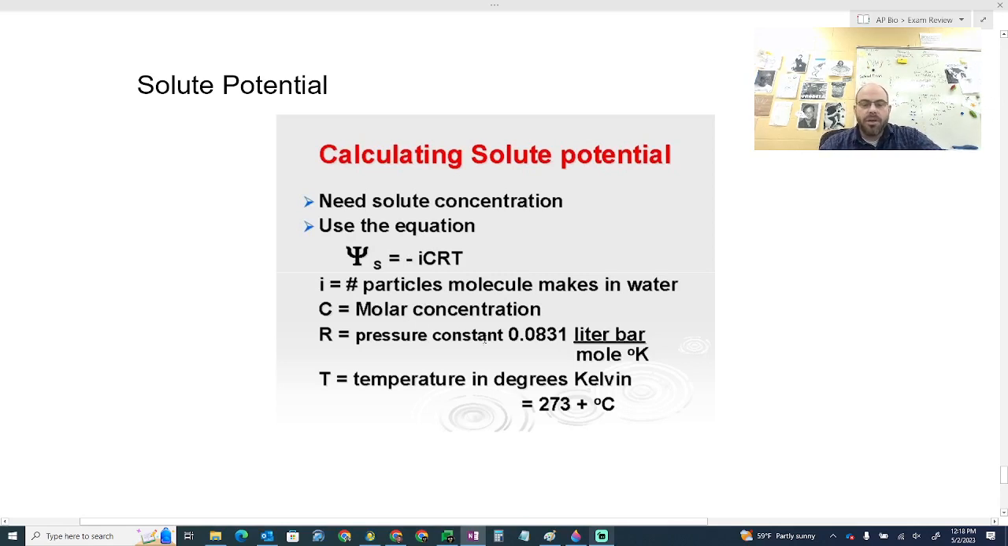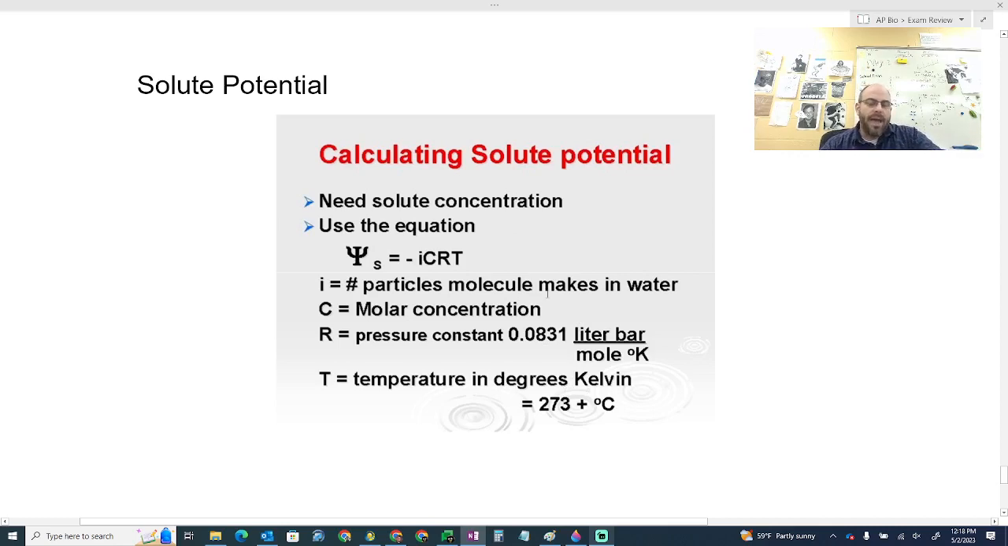Molar concentration, you don't have to know how to solve for molar concentration in this class, so this will be given. Pressure constant is always given, it's the same number. And then temperature will probably be given to you in Celsius, and you add 273 to it. Again, this is something that you're given on the AP Bio exam formula sheet. And you're going to be given this for one side or the other.